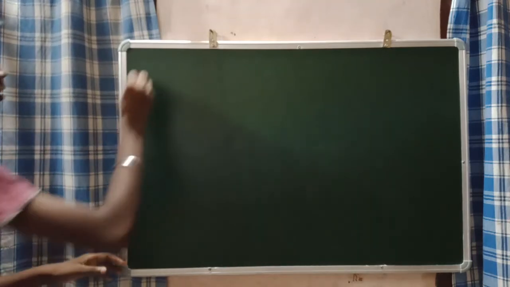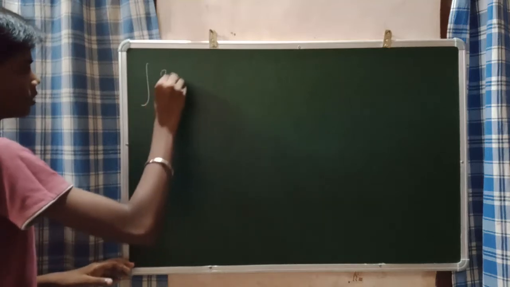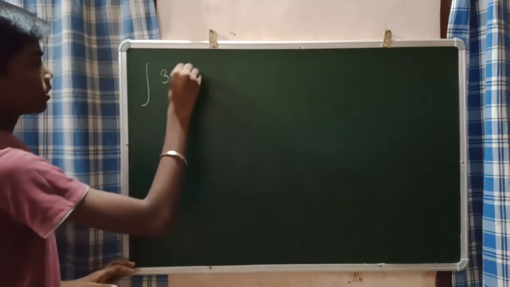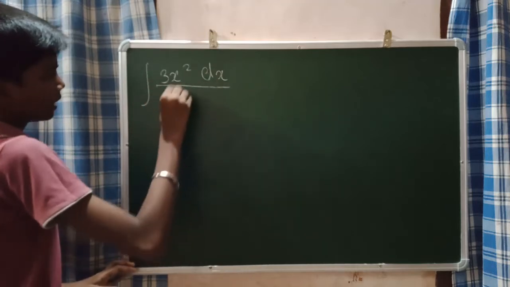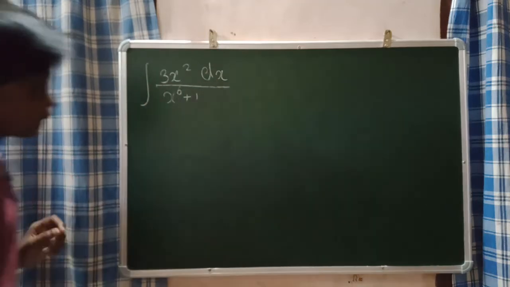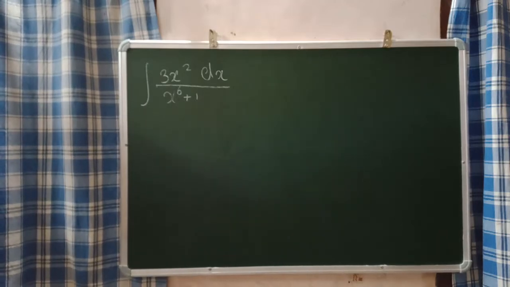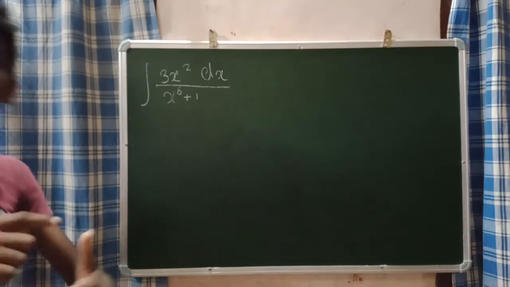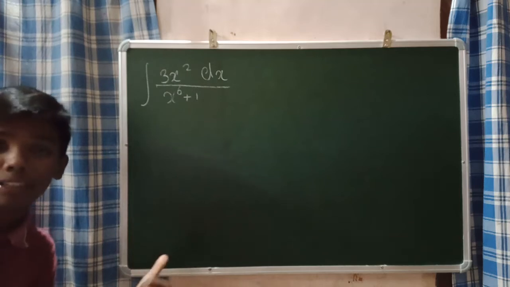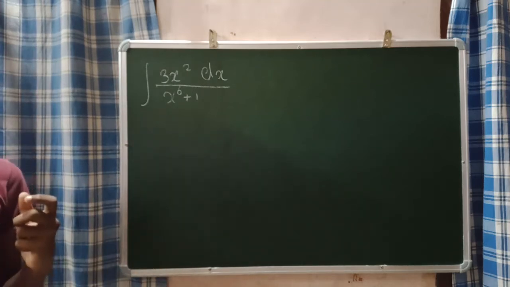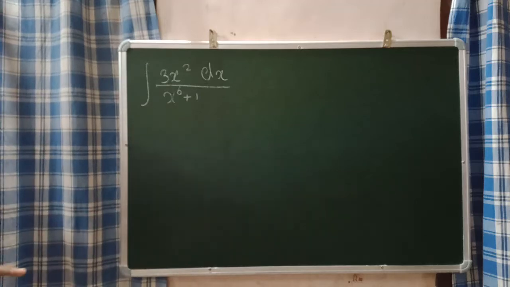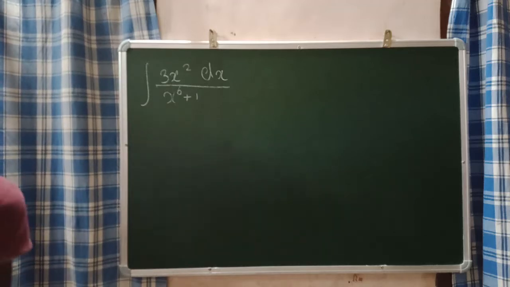The first question is integral of 3x square dx divided by x power 6 plus 1. So integral of 3x square dx divided by x power 6 plus 1 is the first question of your exercise 7.4. So guys, every question of this exercise 7.4 is based on the substitution method as well as some standard integration formula. Okay, so these two parts are very important for the questions of this exercise 7.4.